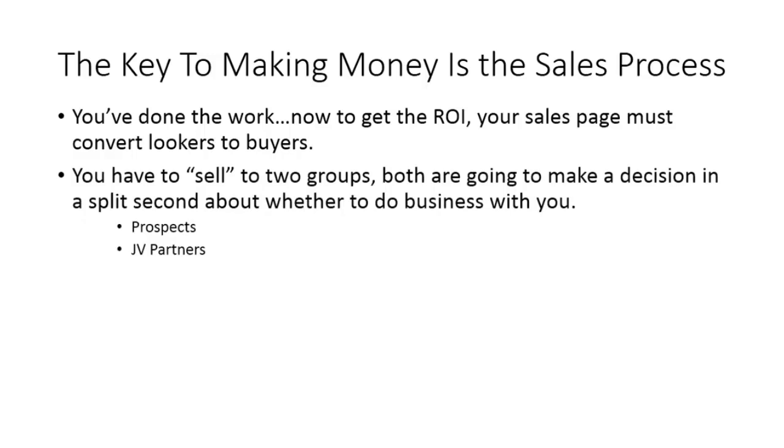Now, when you're putting together a product in information marketing, you and I both know this, you're selling to two groups. You are selling to prospects and you're selling to your JV partners. You're not just selling to the prospects in order to turn them into customers. You're also prospecting JV partners, and you've got to sell them just as hard. And the sales process is the same.